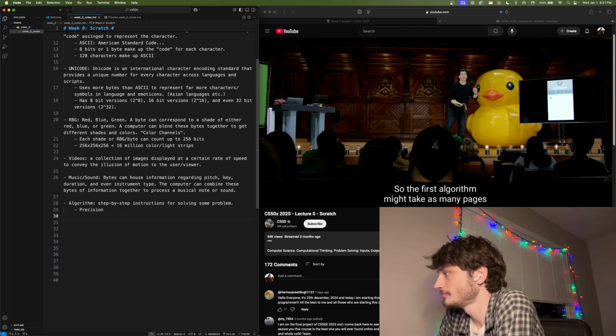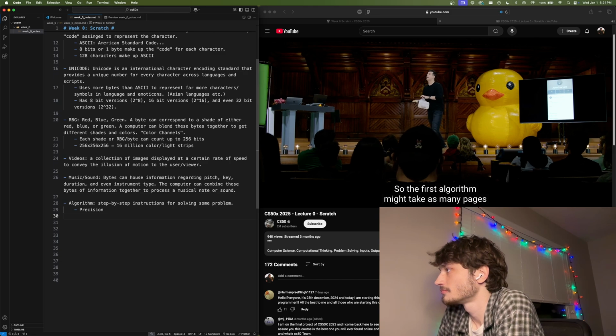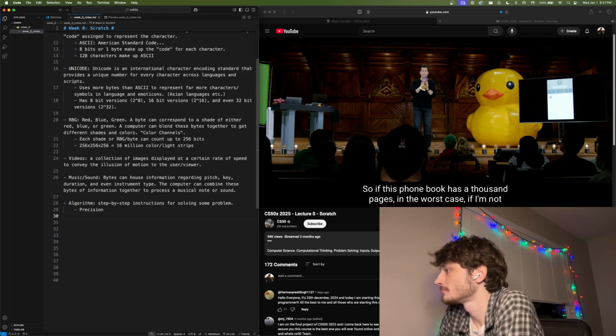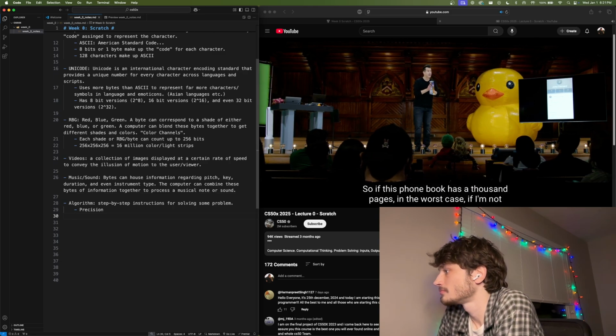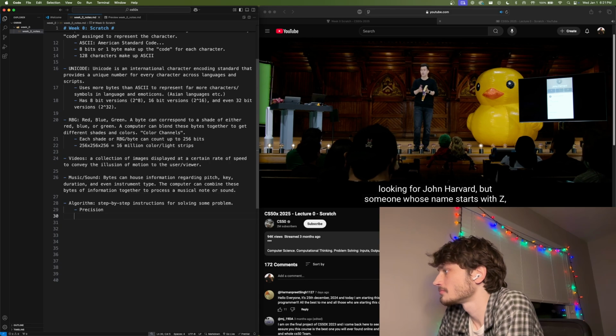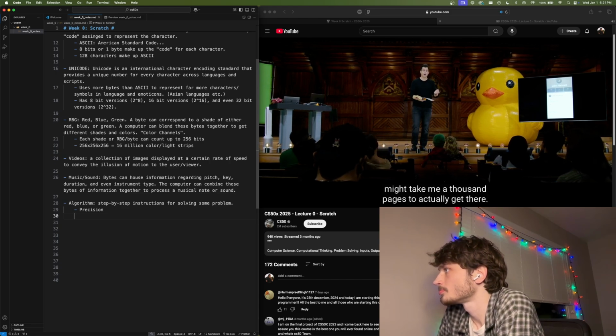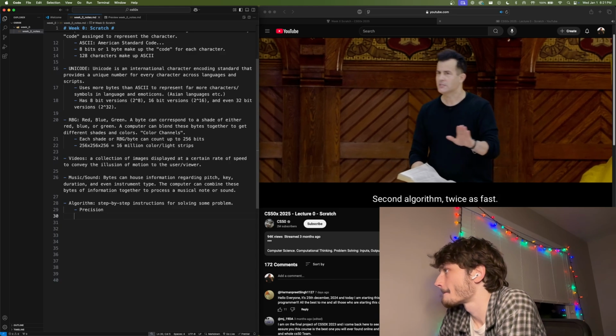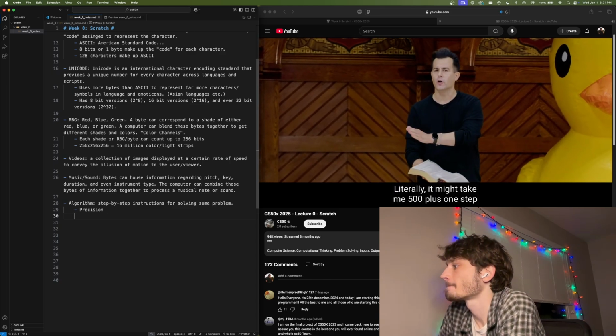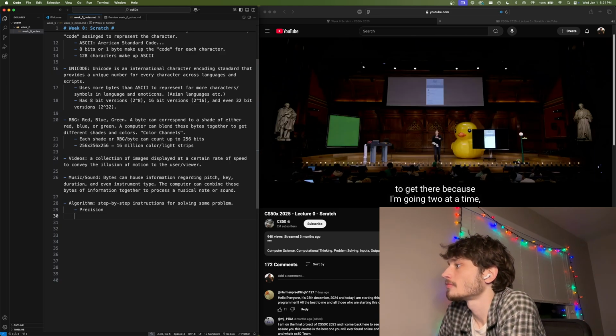So the first algorithm might take as many pages as there are in the phone book. So if this phone book has 1,000 pages, in the worst case, if I'm not looking for John Harvard, but someone whose name starts with Z, it might take me 1,000 pages to actually get there. Second algorithm, twice as fast literally. It might take me 500 plus one step to get there because I'm going 2 at a time, so long as I indeed fix that bug.